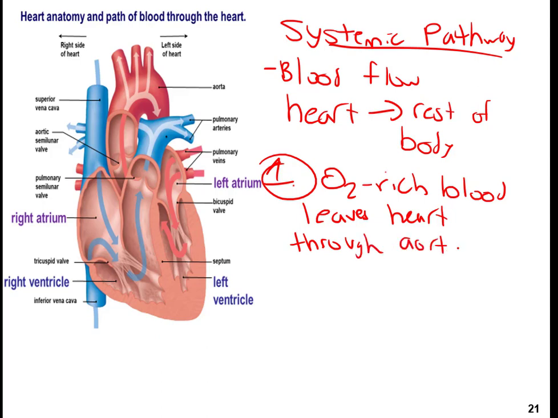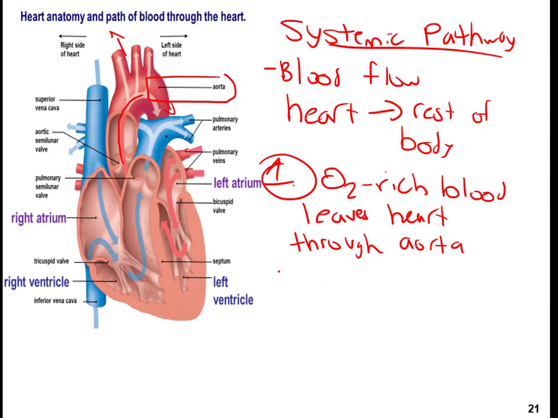The aorta is a type of artery. Remember, arteries carry blood away. So here's the aorta, so oxygen-rich blood is leaving the heart through this big artery called the aorta. Some of the blood is going to go up toward your brain. Some of the blood is going to go down toward your lower body.